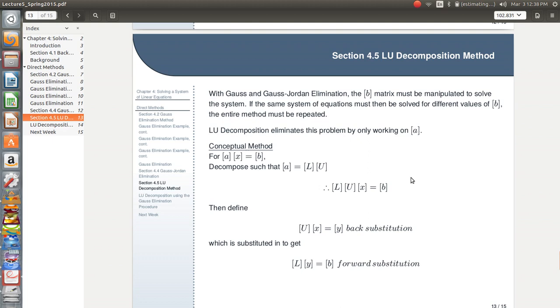Conceptually, what it does is, for our system, which is the coefficient matrix multiplied by the variable matrix is equal to the solution, we decompose that coefficient matrix into an L and a U matrix, such that when we multiply L and U together, we get back to our original coefficients matrix. Therefore, we can substitute in the L and U matrices in place of the A matrix, which gives us a way then to solve very quickly for any given solution matrix or B matrix.